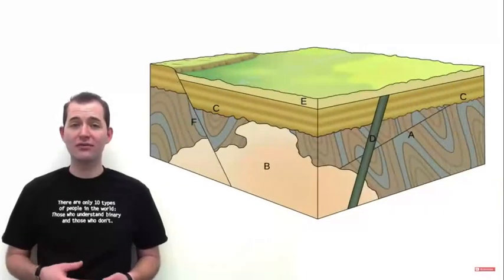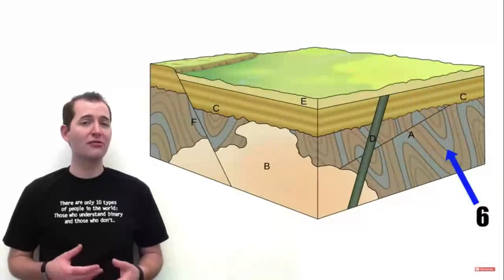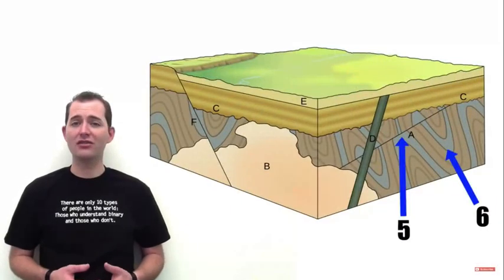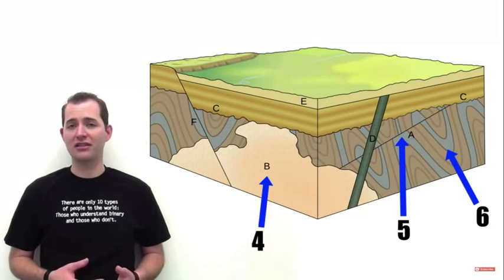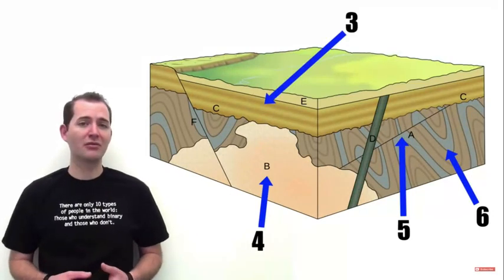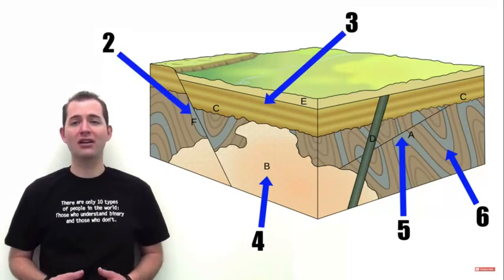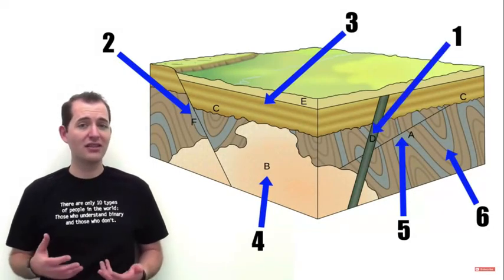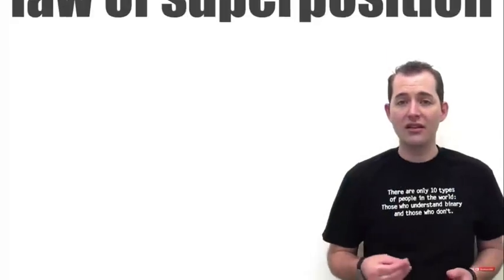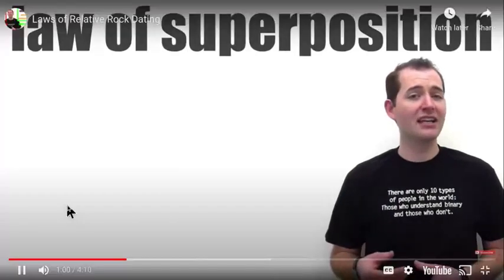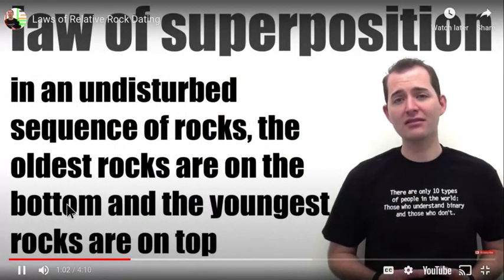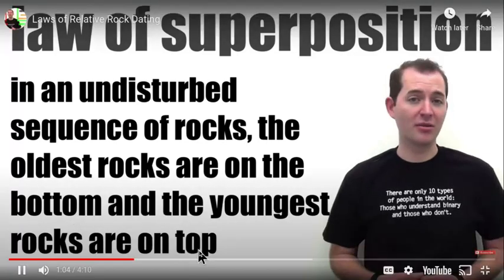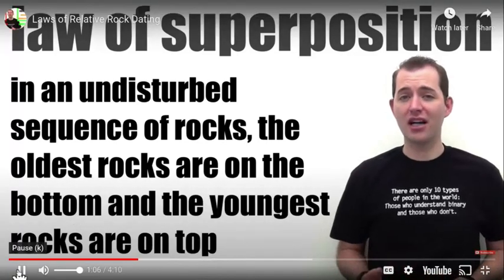We use relative rock dating laws to determine the relative ages of rock layers or features to each other. Again, we're only able to determine what is older and what is younger. Let's look at each of these three laws. The first is the law of superposition. The law of superposition states that in an undisturbed sequence of rocks, the oldest rocks are on the bottom and the youngest rocks are on top.